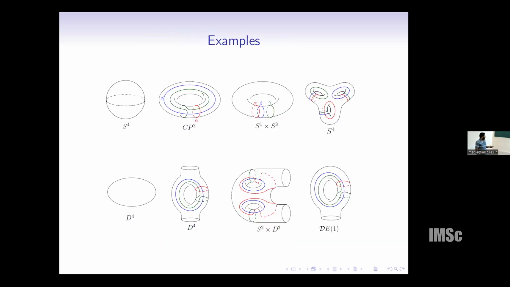So these are some trisection diagrams of trisections of S4 and CP2, S1 cross S3, and S4. This one is an example which I showed on the last slide. This is the D4 which I showed on the last slide, and this is the diagram of relative trisections of compact 4-manifolds with boundary. This is D4s and S2 cross S2 and D1. D1 is a disk bundle over S2 with Euler number 1.